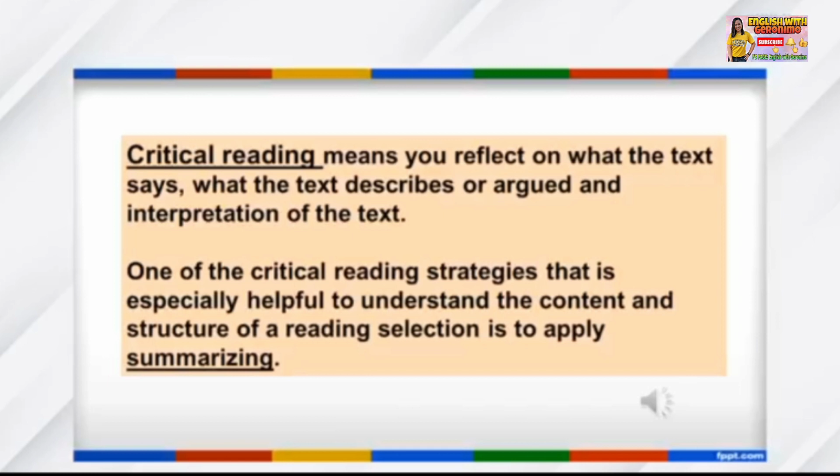Effective reading requires a critical eye approach to text, evaluating what you are reading for not just what it says, but how and why it says so. Effective reading is when you evaluate the sources and understand how and what you are reading. Being an effective reader often involves being able to assess your own habits, working towards improving your critical reading skills. When we say critical reading, it means you reflect on what the text says, what the text describes or argues, and interpretation of the text. One of the critical reading strategies that is especially helpful to understand the content and structure of a reading selection is to apply summarizing.